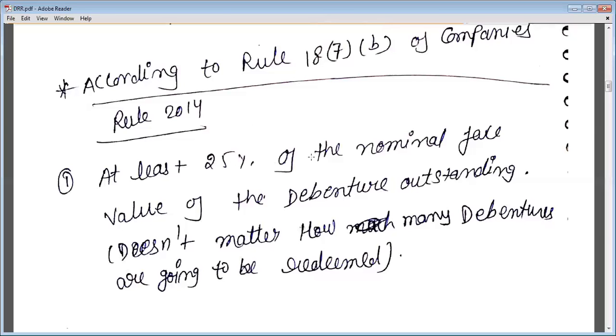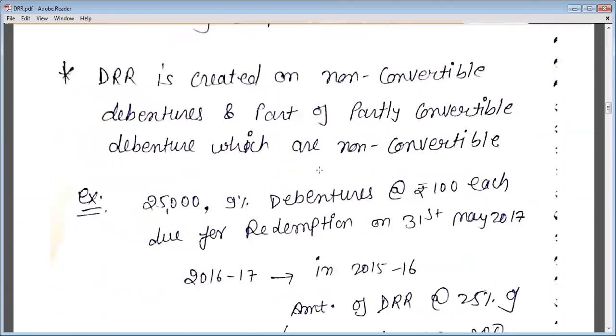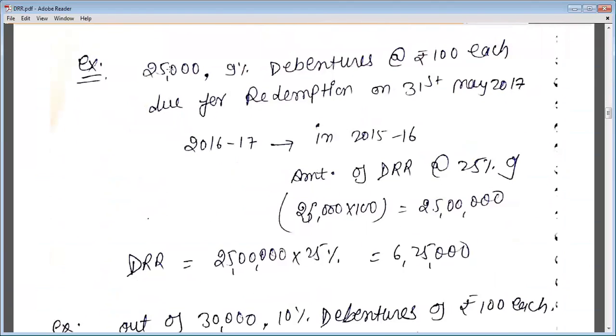So let's understand with an example. Here is an example that 25,000, 9% debentures of rupees 100 each are due for redemption on 31st May 2007. Yes, one more thing you have to remember that जिस year में आप redemption start करने वाले हो, उसके just preceding जो year होगा उसकी 31st March तक आपका DRR बन जाना चाहिए. So you can make DRR up to the just preceding year's 31st March.